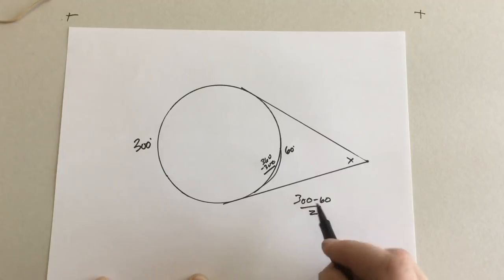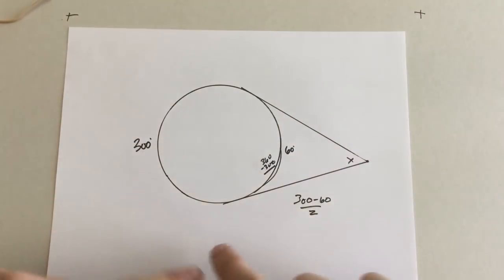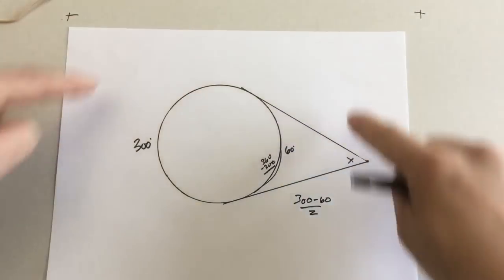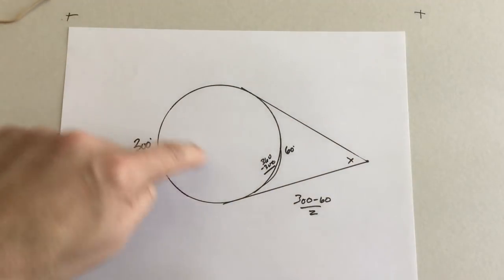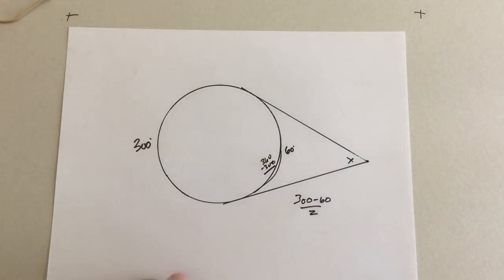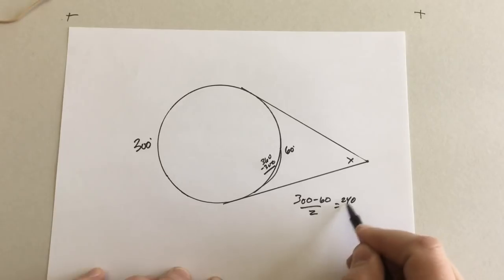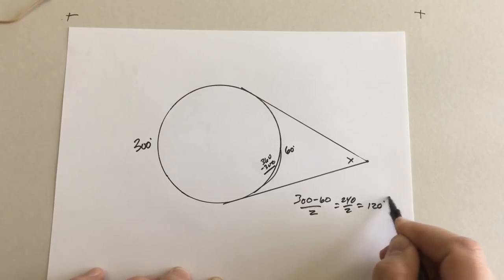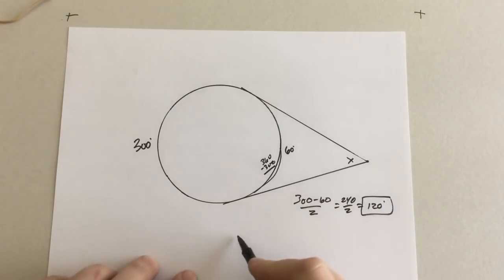We need to subtract these and divide by 2. Why did we subtract? Because I made up that whole idea of a negative space out here. That's the positive space inside the circle. So if you do that, you have 240 over 2. The answer is 120.